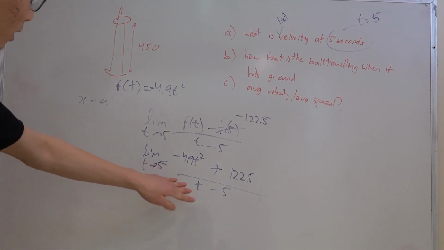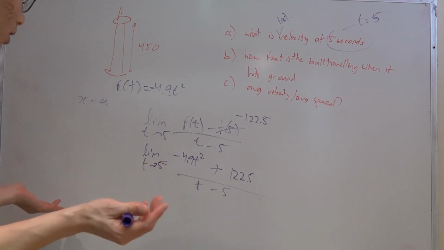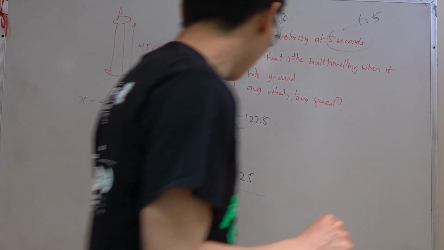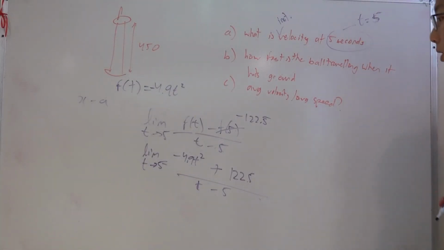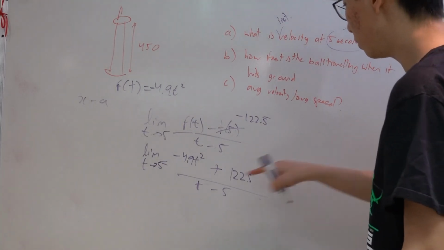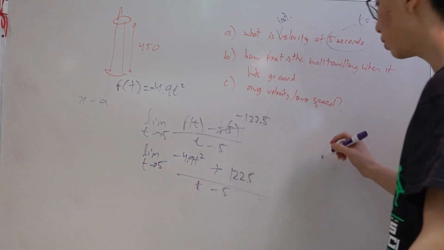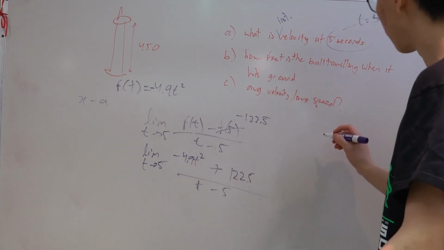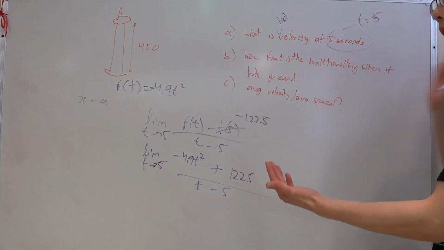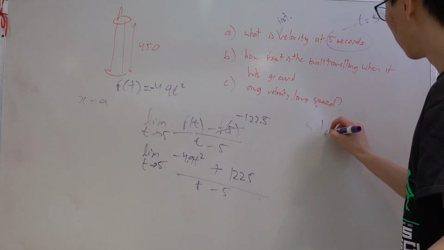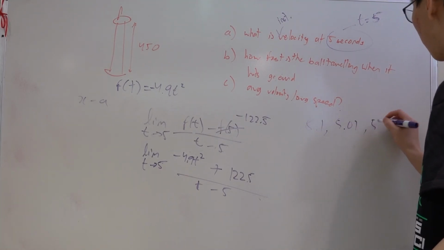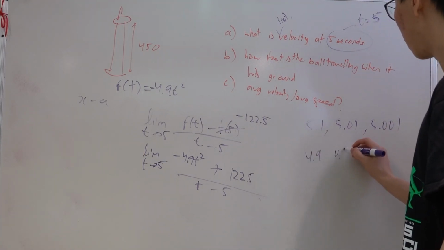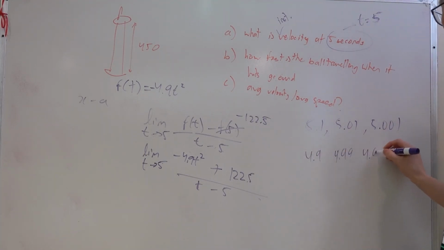First, I'm going to notice that there's not really much factoring I can do here. It's not really lending itself to some nice factoring, so I'm going to abandon that idea almost straight off the bat. So what's going to happen now is I'm going to see if I can pick out numbers close to 5. So we'll go from the right side, so that'll be like 5.1, 5.01, 5.001, and from the left we get 4.9, 4.99, 4.999.